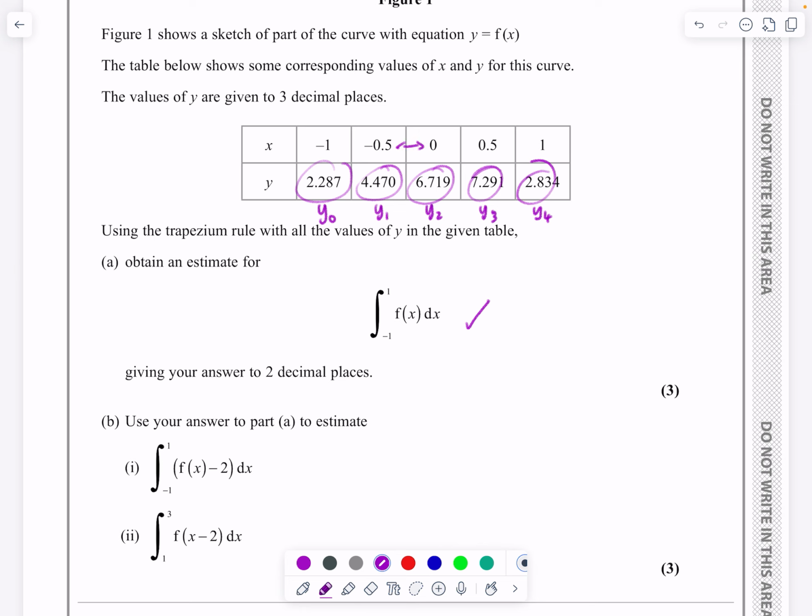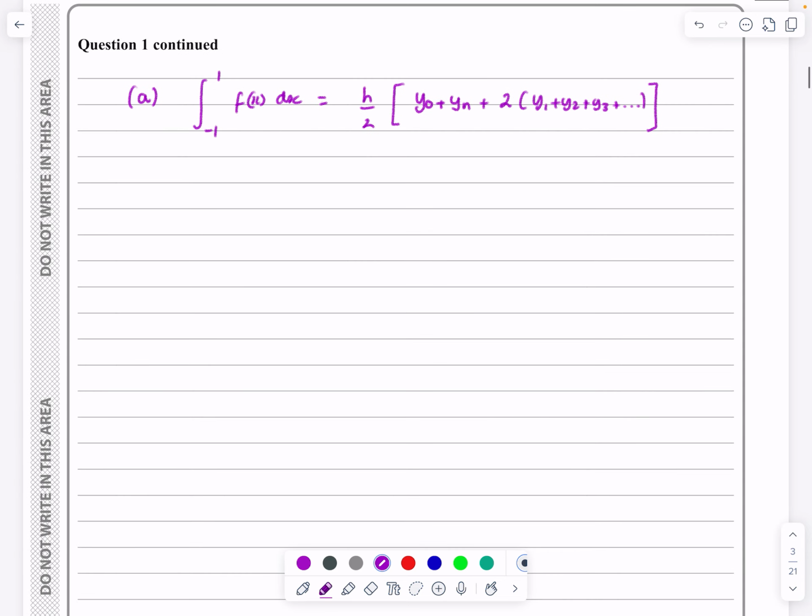What's my h? My h is the gap here. Each time will be a consistent gap. It's 0.5 in this question. So it's just a matter of subbing everything into that. So I've got 0.5 over 2. The first one and the last one are 2.287 plus, and then we're just going to fill them all in.